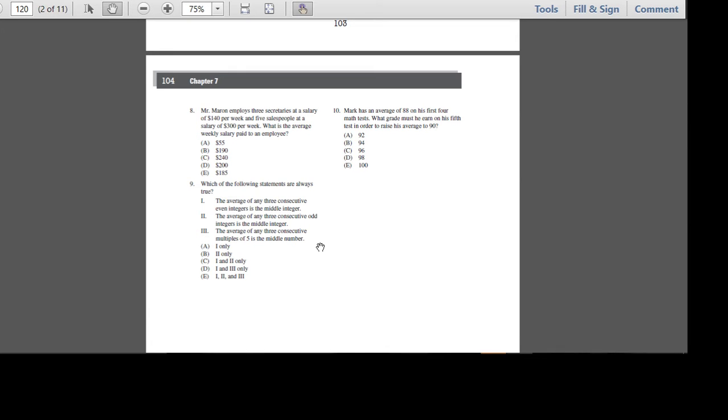So number 10, Mark has an average of 88 on his first 4 math tests. What grade must he earn on his 5th test in order to raise his average to 90?